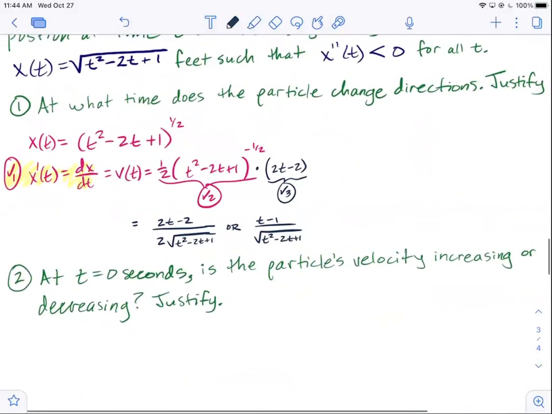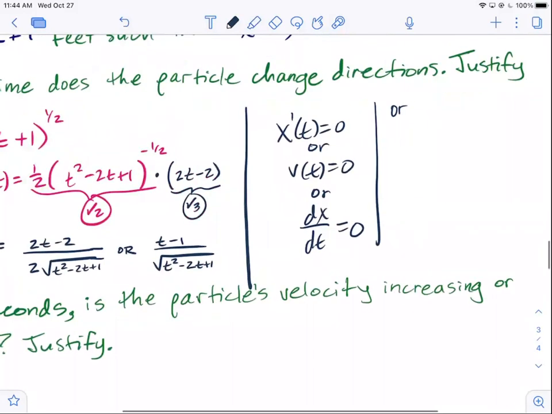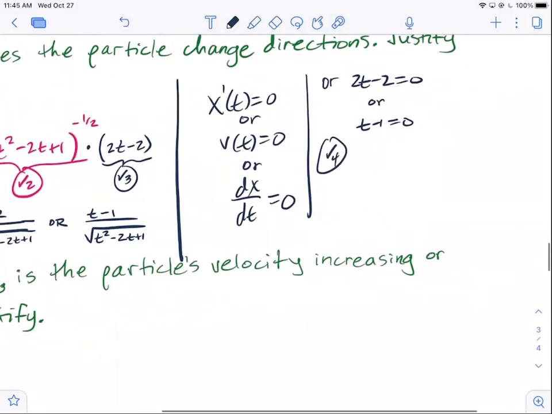All right. So now here's what we need to show. We need to show that x prime of t equals 0, or v of t equals 0, or dx dt equals 0, or 2t minus 2 equals 0, or t minus 1 equals 0. Any of those are going to get the fourth check. And then you get t equals 1.